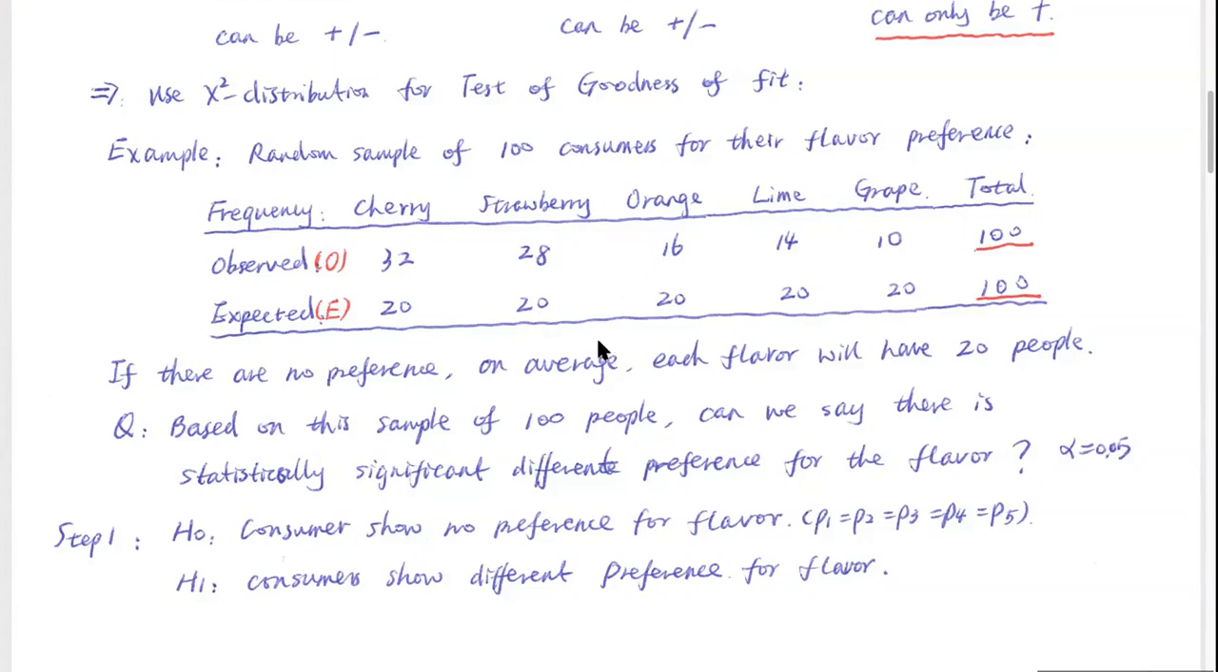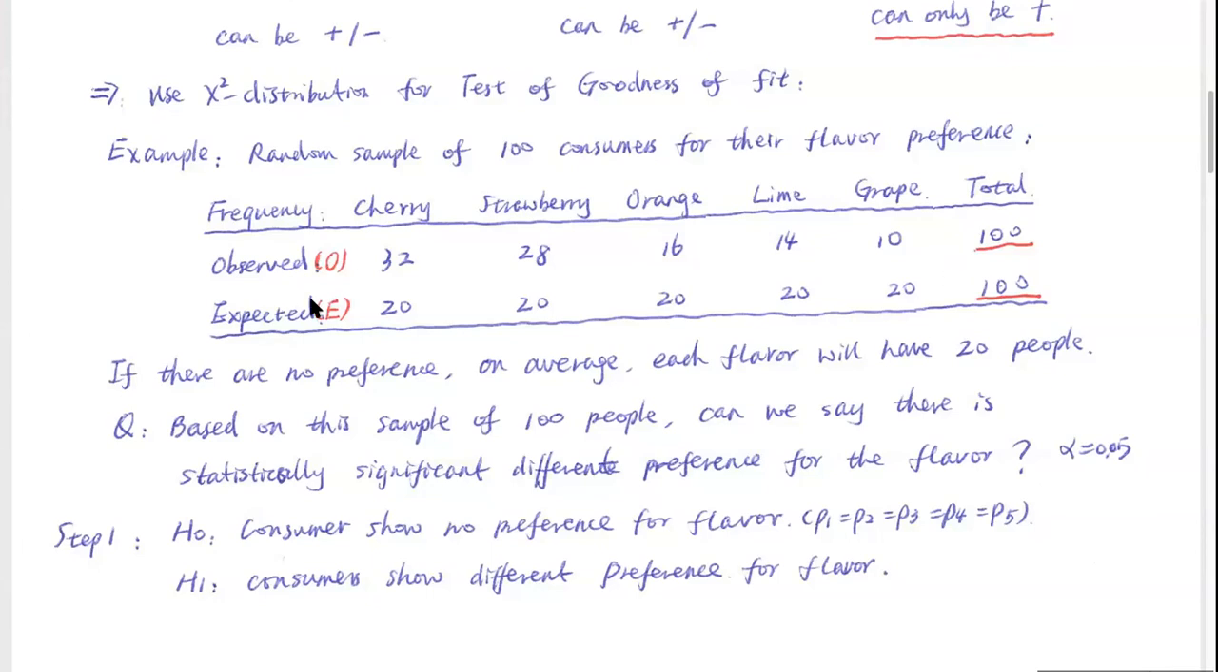So we asked altogether 100 people. Out of these 100 people, we got the answer: 32 of them like cherry, 28 strawberry, 16 orange, 14 lime, and grape 10. That's what we call observed. We are using capital letter O for observed. So in other words, I can write down O1 is equal to 32, O2 is equal to 28, O3, 16, and so on.